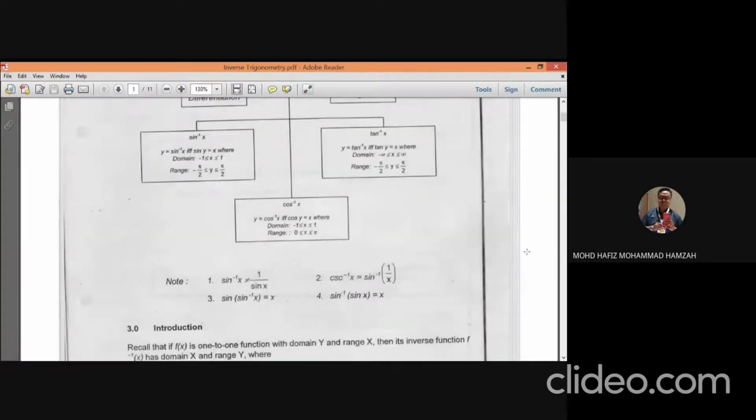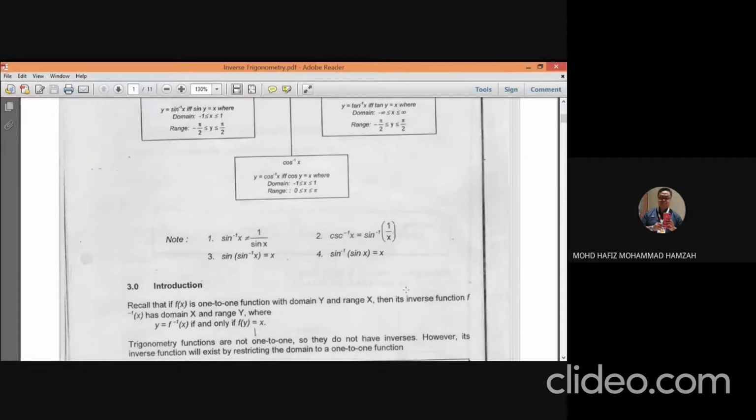Okay, so these are the common thing. Ada 3 benda yang you perlu tahu: the inverse of sine, the inverse of tangent, and the inverse of cosine. Okay, so these are the domain and range for this one. Okay, and take note on this one, sine to the power of minus 1 ni, dia adalah simbol untuk inverse. Dia bukan sama dengan 1 per sine. Dia bukan kuasa negatif 1. And then you take note that kalau we want to find cosecant, CSC ni, cosecant inverse, we can also use the sine inverse. Tapi function dalam dia ni kita terbalikkan.